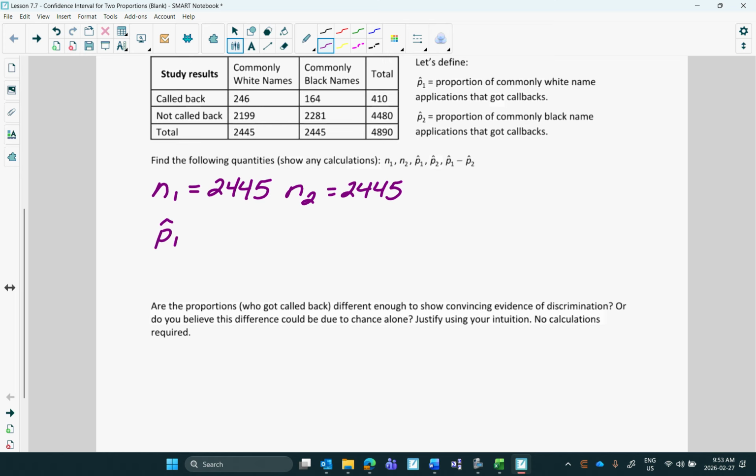The sample proportion, white names that received callbacks, 246 out of 2445. You can leave it as a fraction, or you could approximate it as a decimal, which would be 0.101, slightly over 10%.